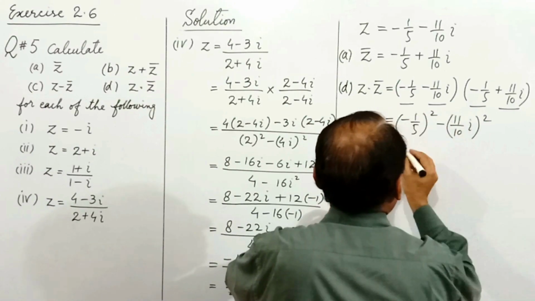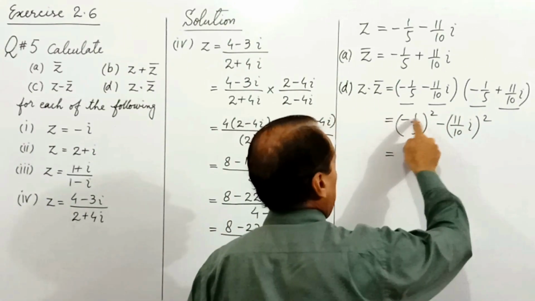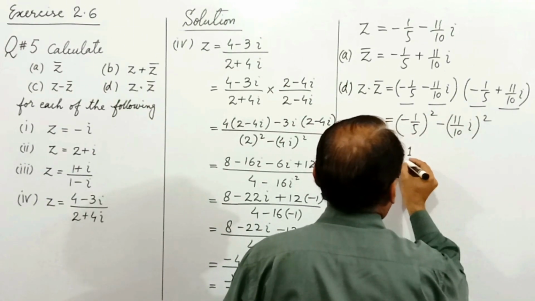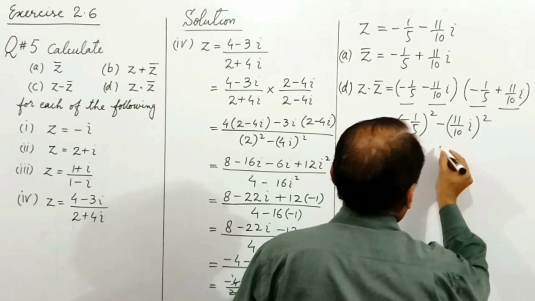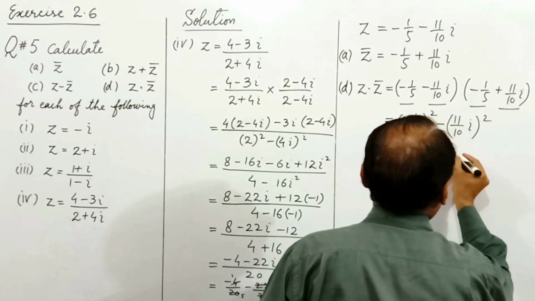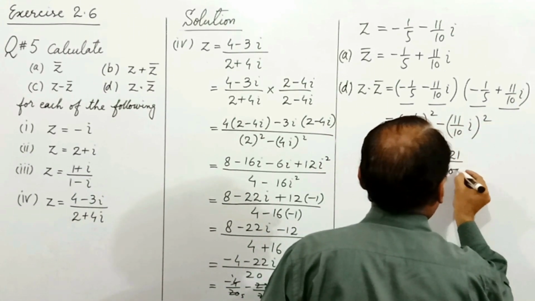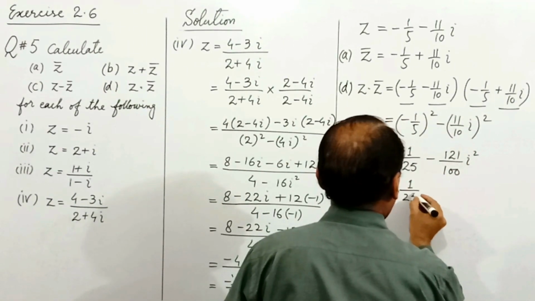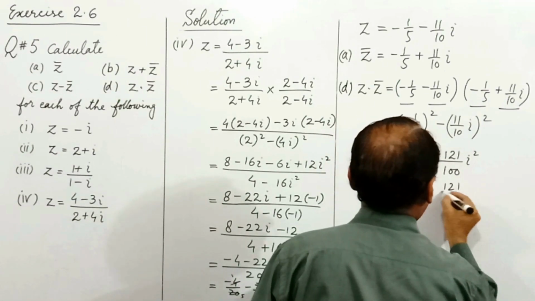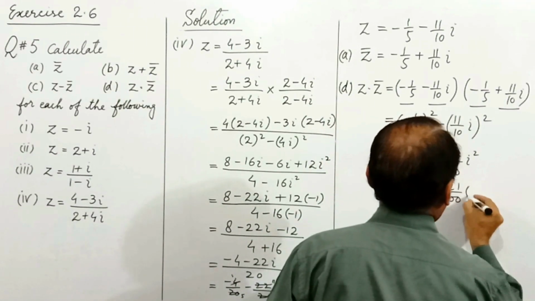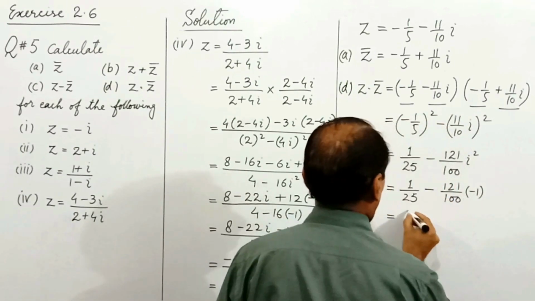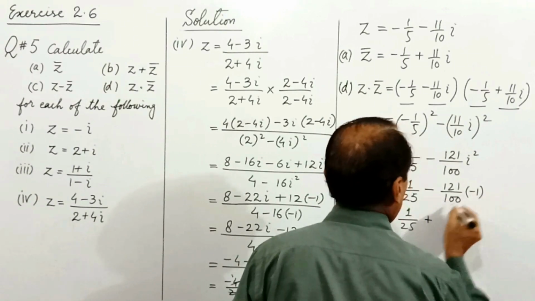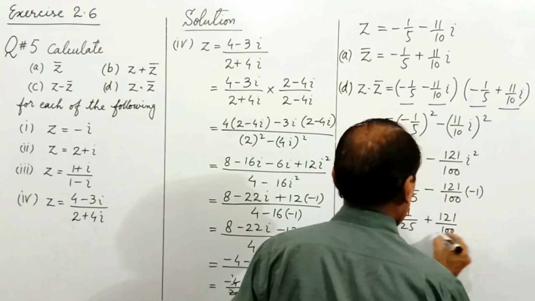The square of the minus is plus. As we know that a negative number having an even power becomes positive, so that will become positive. 1 square is equal to 1 and 5 square is equal to 25. Minus 11 square is equal to 121 and 10 square is equal to 100 iota square. So 1 over 25 minus 121 over 100 iota square. Put the value of iota square is equal to minus 1, and we get 1 over 25 plus 121 over 100.